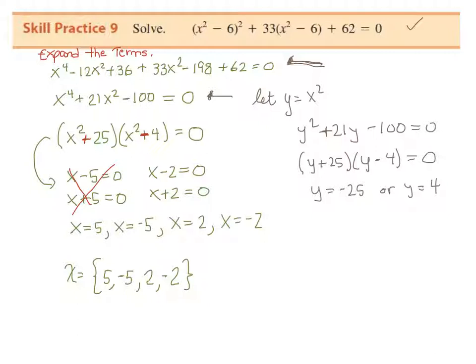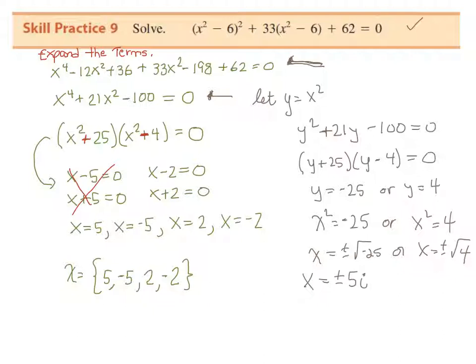Now, we substitute back in. We get x squared is equal to negative 25, or x squared is equal to 4. So x is equal to plus or minus the square root of negative 25, or x is equal to plus or minus the square root of 4. x is equal to plus or minus 5i, or x is equal to plus or minus 2. So these are not the correct answer, but we could have gotten the answer on this side as well.